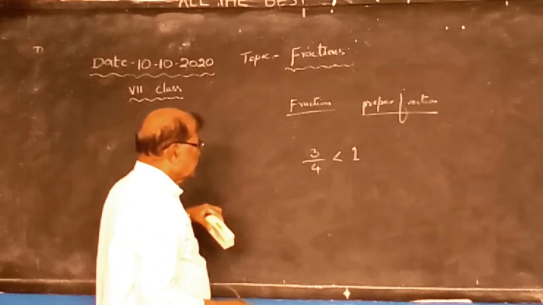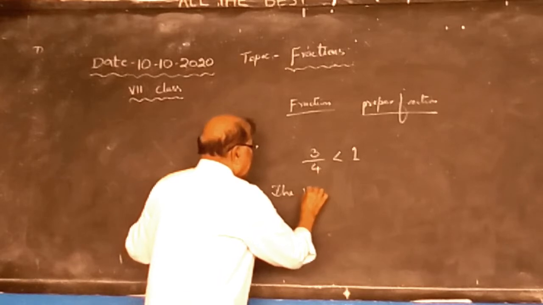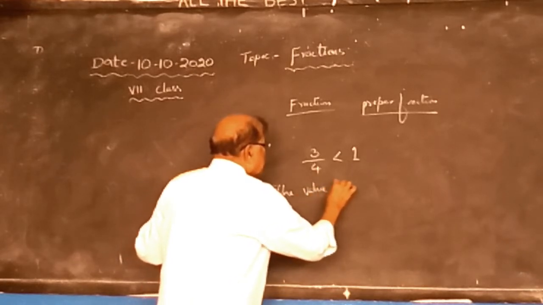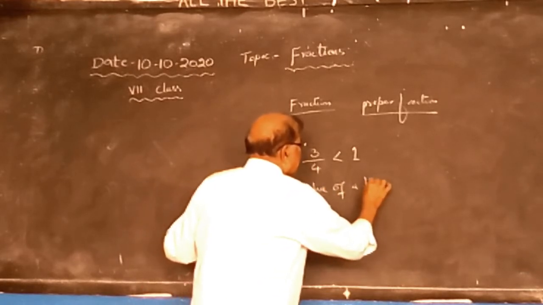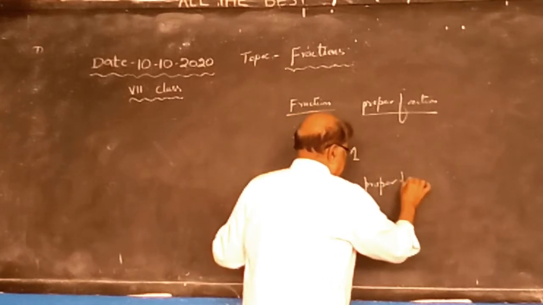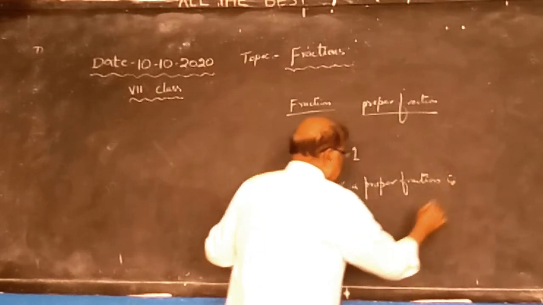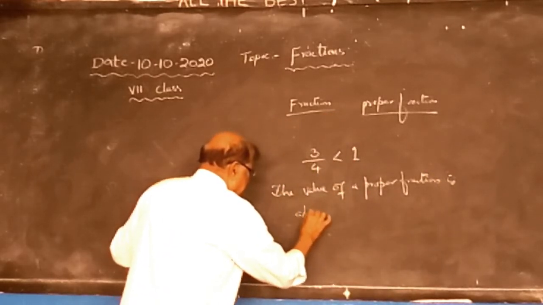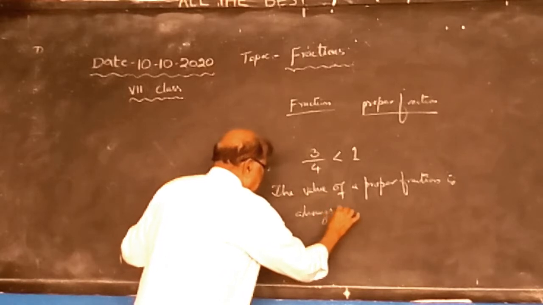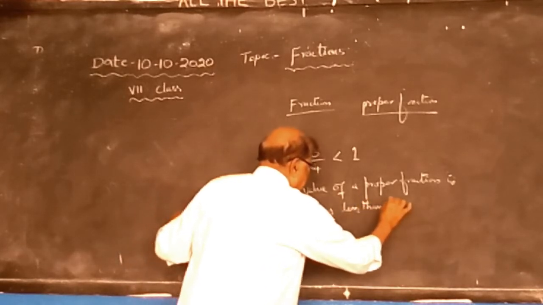So make this note: the value of a proper fraction is always less than 1.